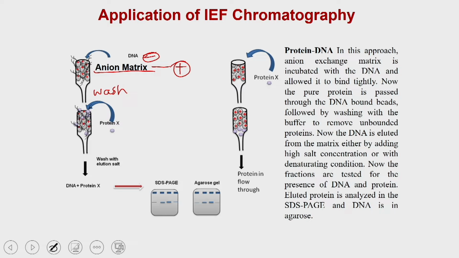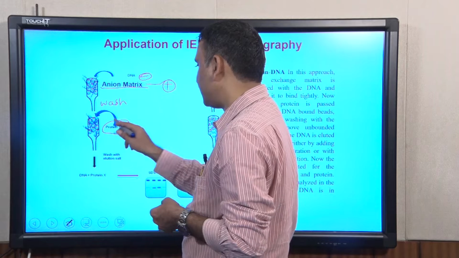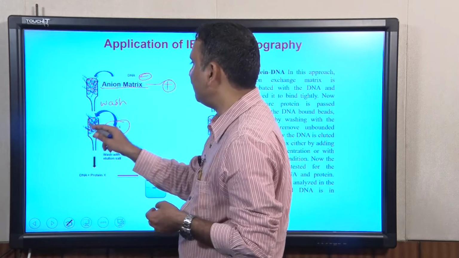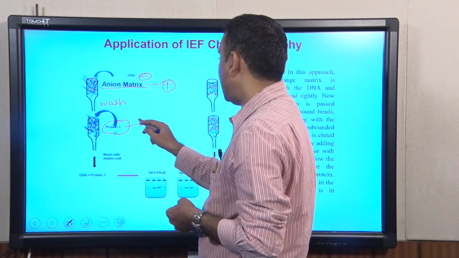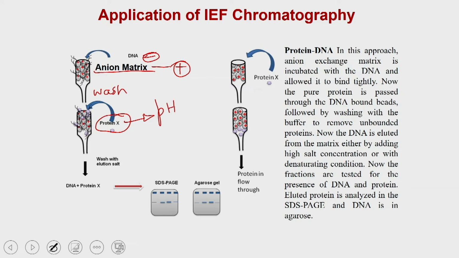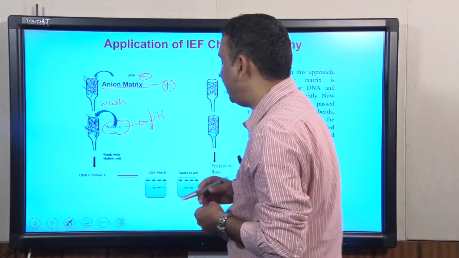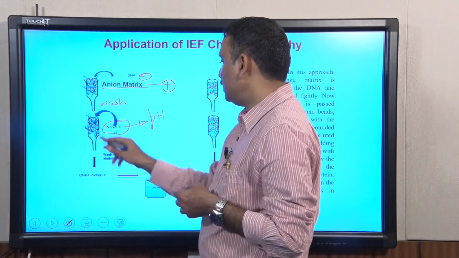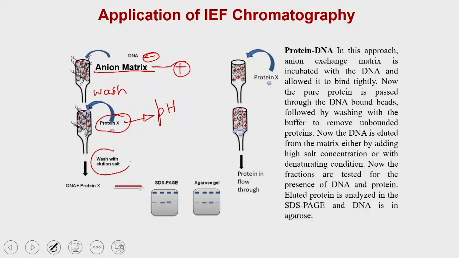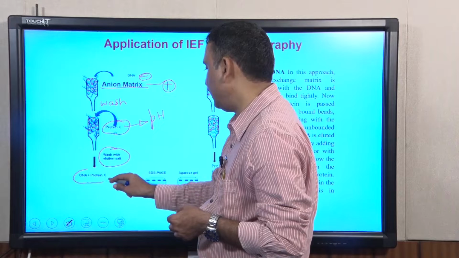And then you flow the protein onto this column. If this protein is going to interact with the DNA, it is going to bind the DNA instead of the matrix, because this protein should not have affinity for the anion matrix at this pH. So, you can actually optimize the pH in such a way that the protein will not bind the anion matrix, and now you can elute this whole complex with the help of a salt. When you do so, the DNA and protein complexes will be removed.